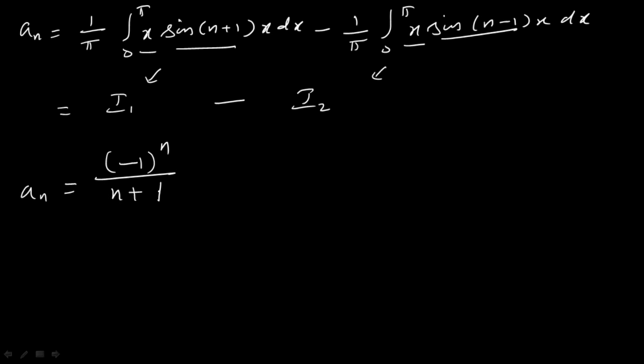Next we calculate the value of I2. This second integral is my I2. For calculating I2, by making use of the formula integral u v dx is equal to u v1 minus u dash v2.